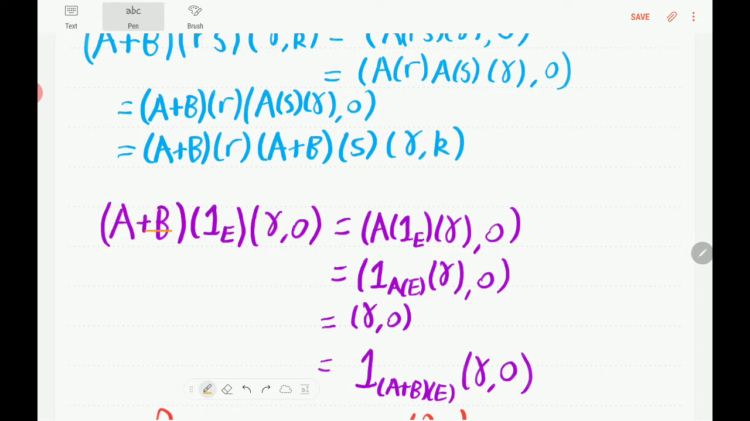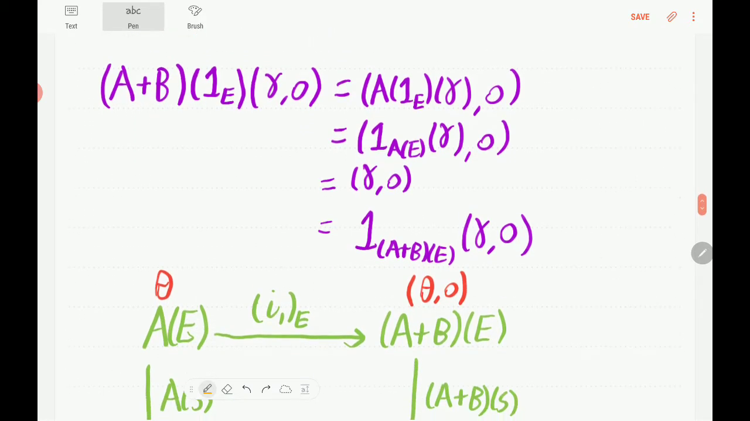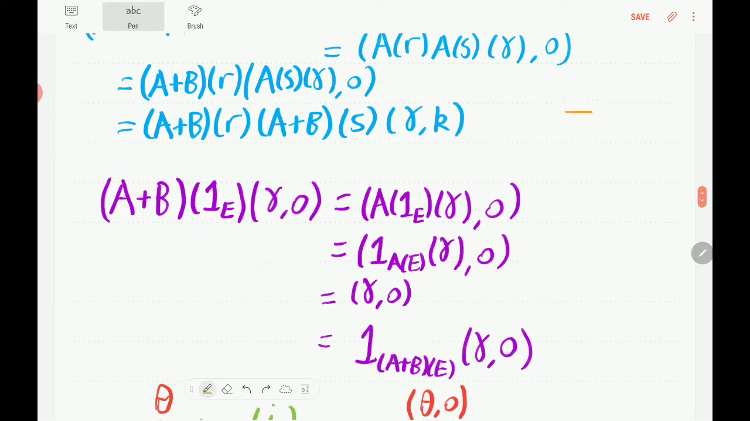So A plus B of identity E of gamma comma 0 is going to give us A of identity E of gamma comma 0, which is just the identity arrow of A of E working on gamma comma 0, which is just gamma comma 0, which is just the identity of A plus B of E operating on gamma comma 0. So yeah, this works out. And similarly, it would work out when K equals 1. So that proves that indeed we do have that A plus B, as I've defined it, forms a functor from C to set.